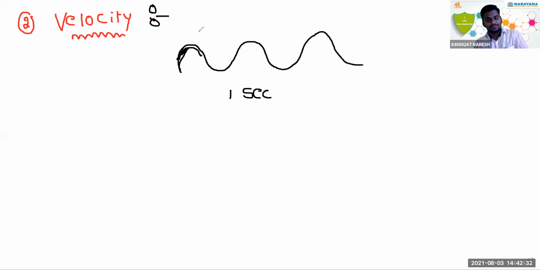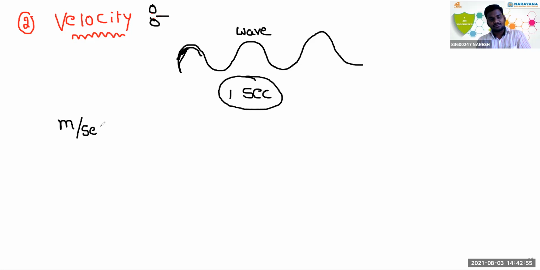The distance traveled by the wave in 1 second time is called the velocity of that wave. So what are the units for velocity? Meter per second. The distance is in meters, taken over 1 second, so meter per second, or we can say centimeter per second also.